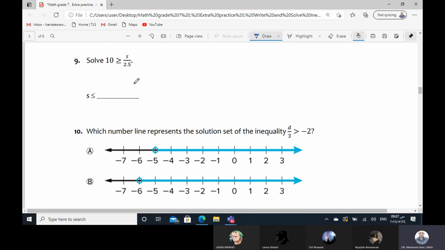Now I want from all to solve this inequality. 10 greater than or equal s over 2.5. Start, please.